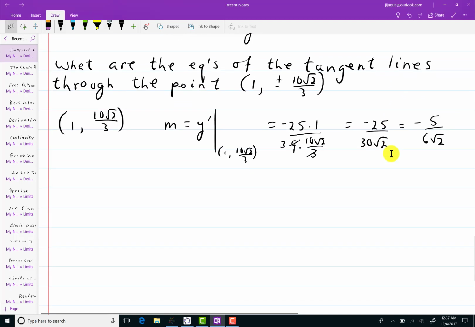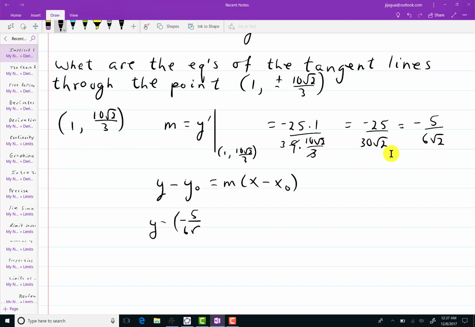So what is the equation of that line? Well, the equation of the line is y minus y0 equals m times x minus x0. Let me put my numbers in. Y minus my y0 is 10 radical 2 over 3, and the slope is negative 5 over 6 radical 2 times x minus 1. No, that's the m, sorry.